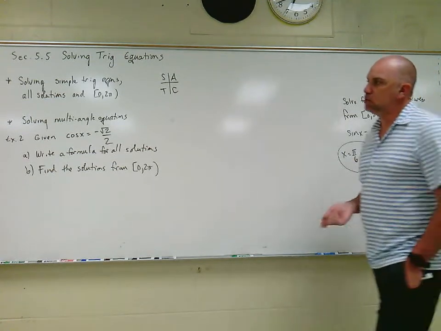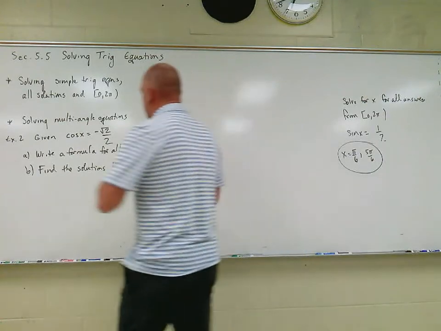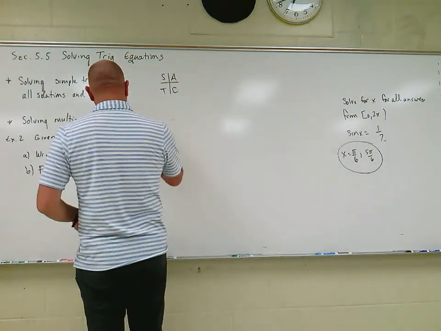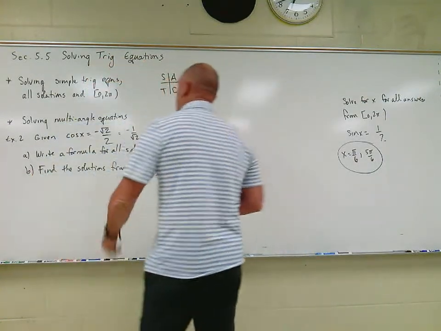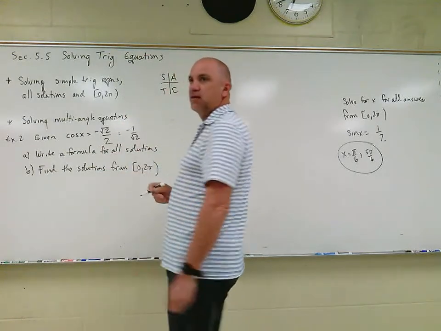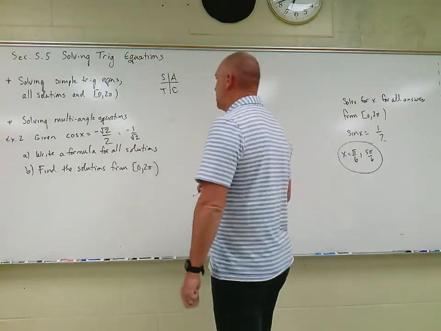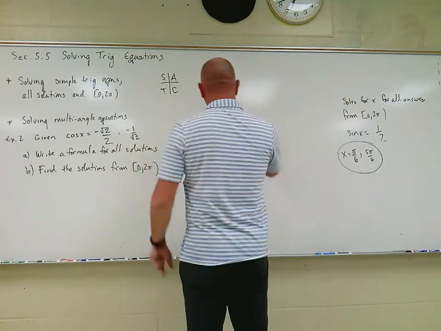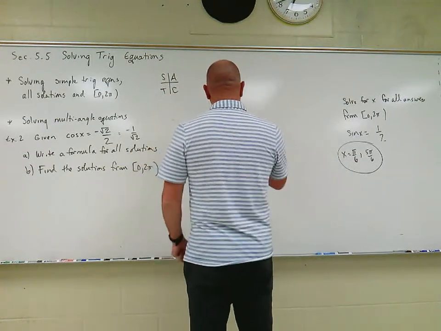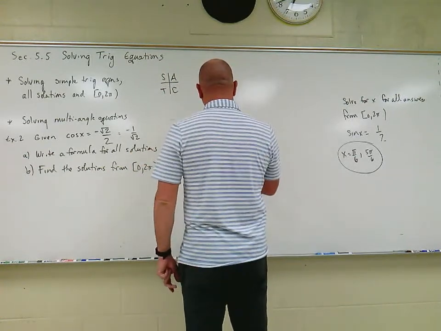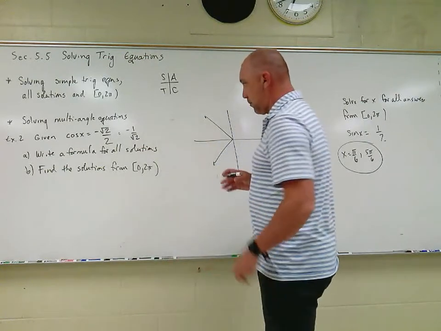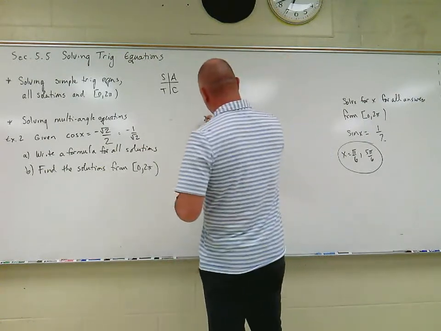Okay, so first step, I would make it negative 1 over square root of 2, so it's a little bit easier to work with. I'm going to ask myself, where is cosine negative? Where would that be? 2 and 3. We know it's a quadrant 2 angle. It's a quadrant 3. All right, so I'm going to find my reference angle.